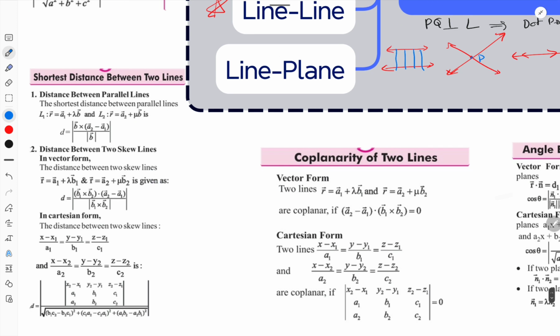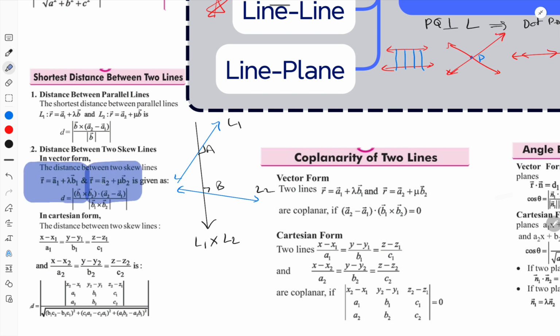Shortest distance between two lines: how to calculate that? If two lines are skew lines, then there exists a line perpendicular to both. Let us call the points of intersection A and B, on L1 and L2. Then the drs of this perpendicular line will be the normals, the cross product of the drs of the two lines. If the drs of the first line is B1 and of the second line is B2, then B1 cross B2 will be the drs of the perpendicular line.